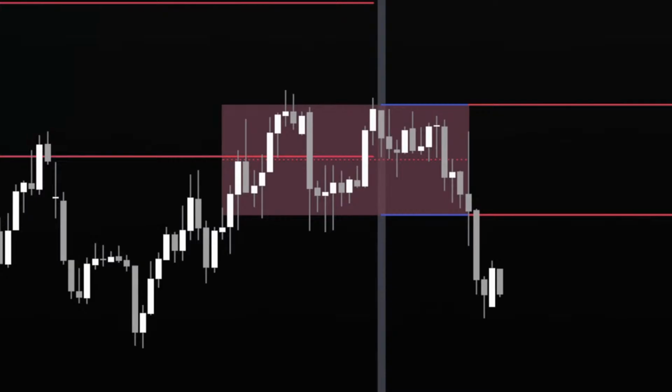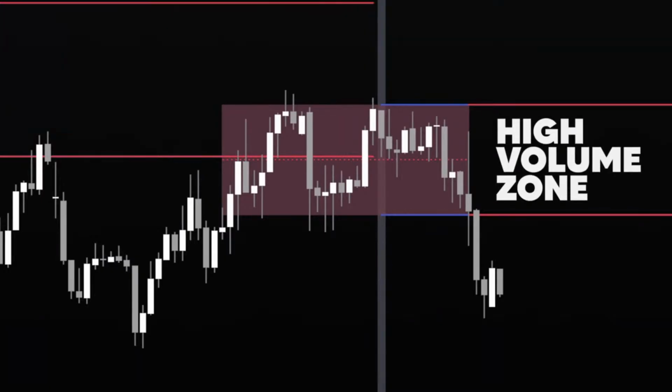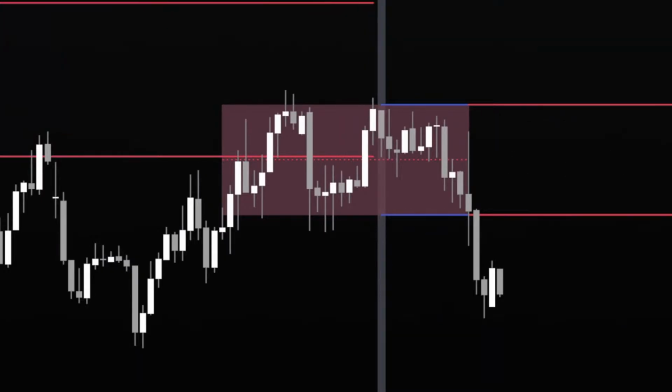In this case, price breaks down below the range, confirming a bearish move. What's crucial to understand here is that the range itself now represents a high-volume zone, a region where many traders likely got trapped. This makes it a prime area for liquidity grabs on any pullback. However, simply entering on a retest isn't enough. To increase precision, we want to align this pullback with a clear imbalance in price.